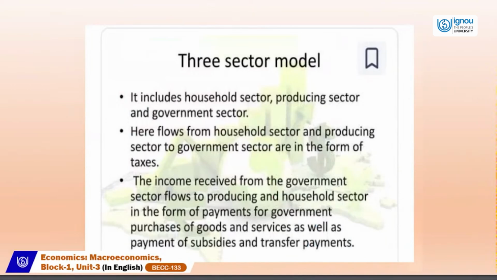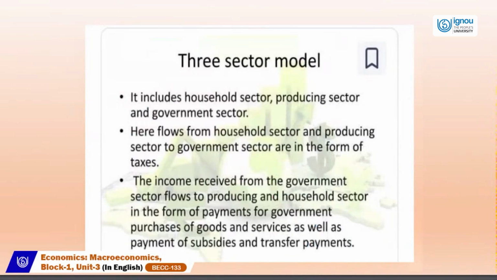So the flow goes from household to the producing sector, that means from households to businesses or organizations, and ultimately to the government sector in the form of taxes. Whatever transactions go on between the household and the businesses, both ultimately have to pay taxes to the government, and the government uses that revenue for public services.